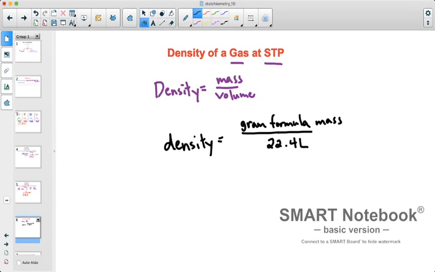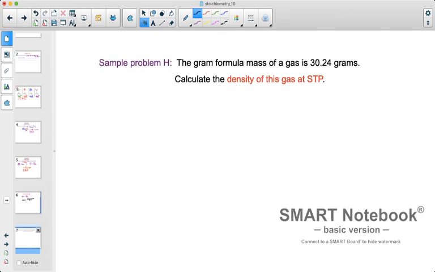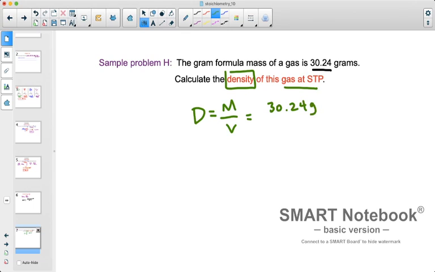Now, let's take a look at one sample problem for the density of a gas at STP. This problem says that you have the gram formula mass of 30.24 grams, and that they want you to calculate the density of this gas at STP. And once again, it's important to see gas at STP, and it's still going to be density. So I can write the same formula, density equals mass over volume, but I'm going to remember that I can tweak the equation because mass really is just the gram formula mass of 30.24 grams. And my volume, because it's a gas at STP, ends up being 22.4 liters.